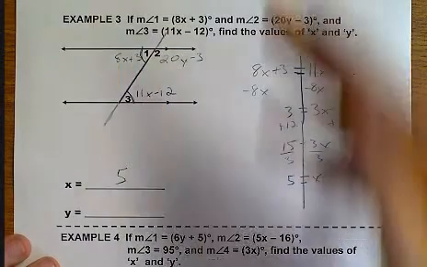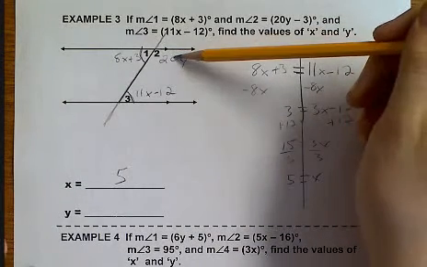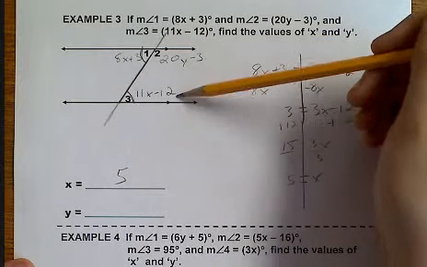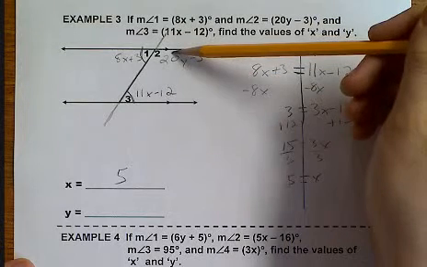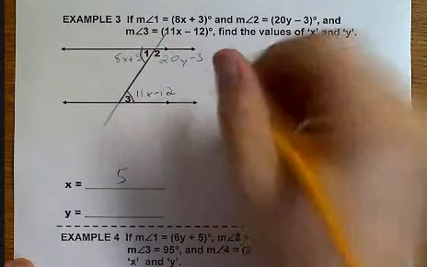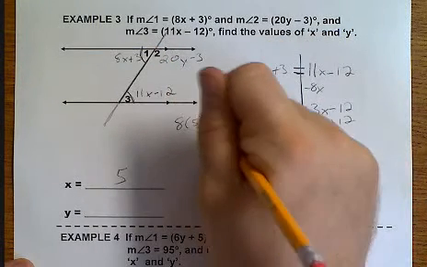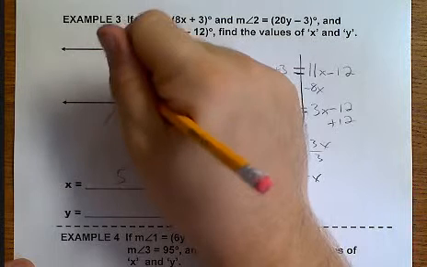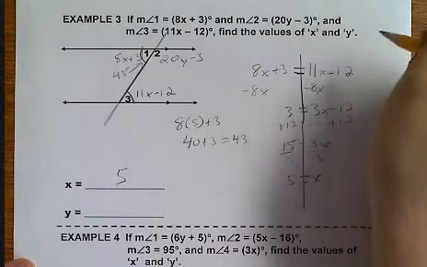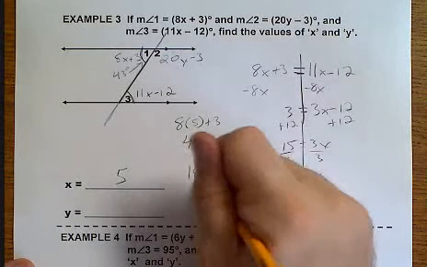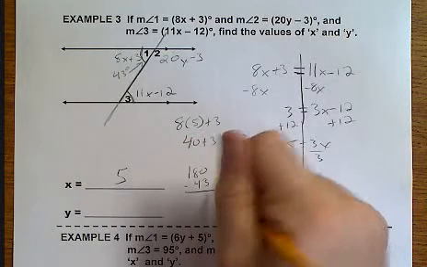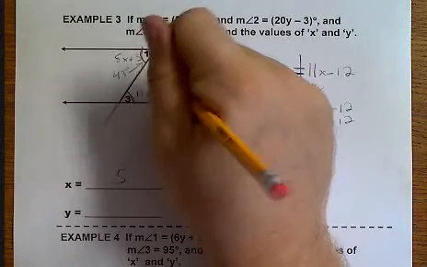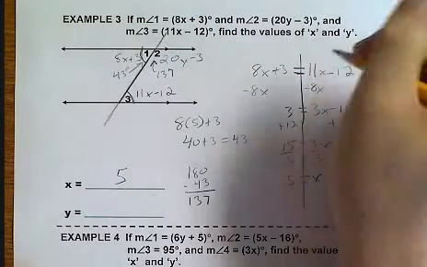Now, in order to find out what this angle is, and then find out what y is, I can either solve for this or this one. They are both supplementary to angle 2. It doesn't really matter, but this one has smaller numbers. So 8 times 5 plus 3 is 40 plus 3 equals 43. So the measure of angle 1 is 43 degrees. If I do 180 minus 43, I get 137 as the measure of angle 2.